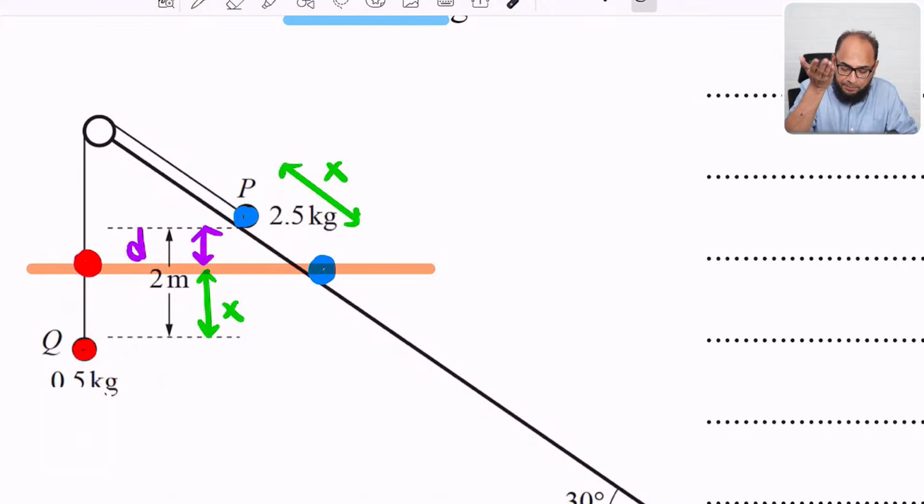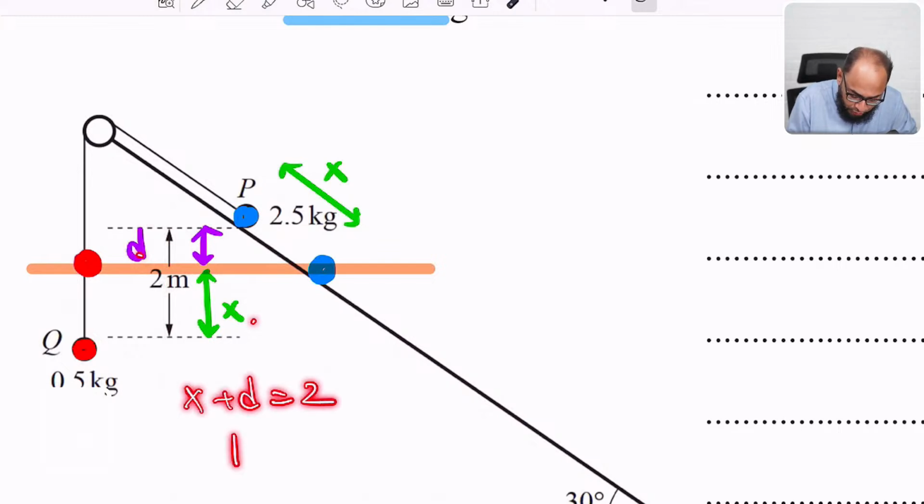Now, if it moves up X, how much is left? So therefore, this whole thing is 2. Let me write this as D. So X plus D is equal to 2. X plus D is equal to 2. Therefore, D is 2 minus X.